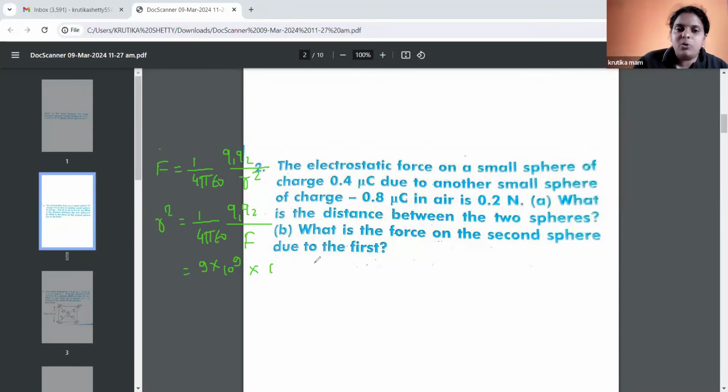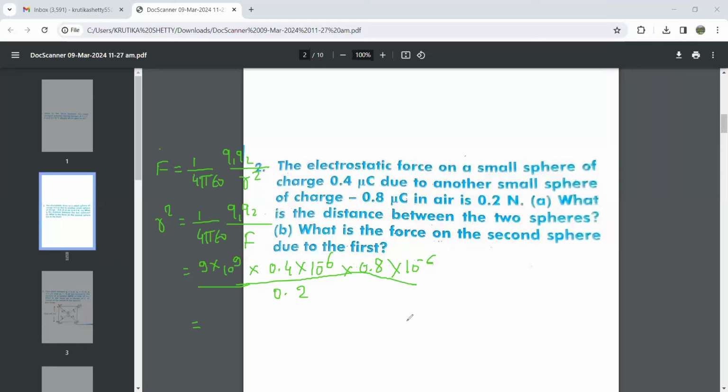So Q1 into Q2, 0.4 microcoulomb, we have to convert to coulomb. So to convert micro, it is 10 raised to minus 6. Then into 0.8 into 10 raised to minus 6. Okay. And the denominator term, that is the F value. So what is the F value? That is 0.2 Newton. This one you have to simplify. If you want, you can write 0.2 also as 2 divided by 10 here. Okay.